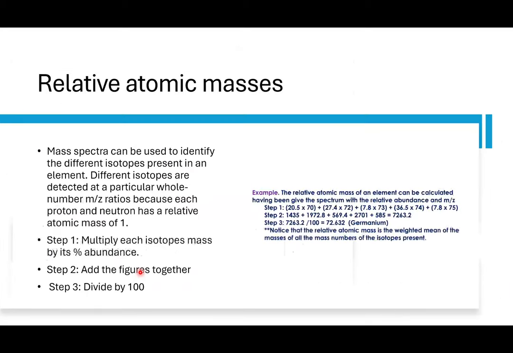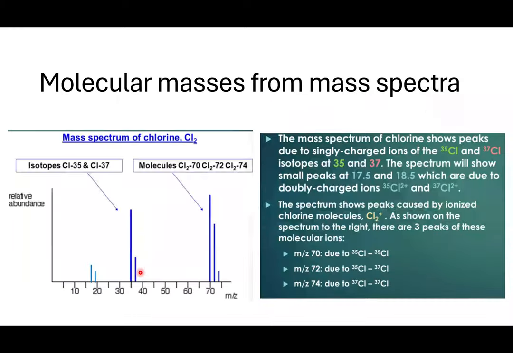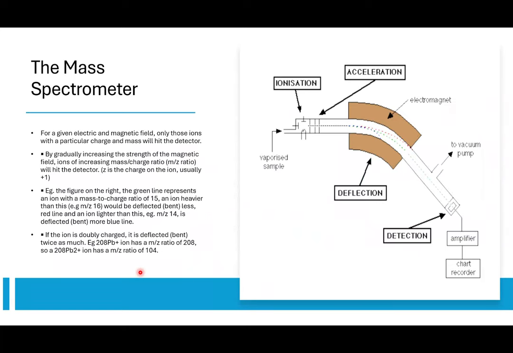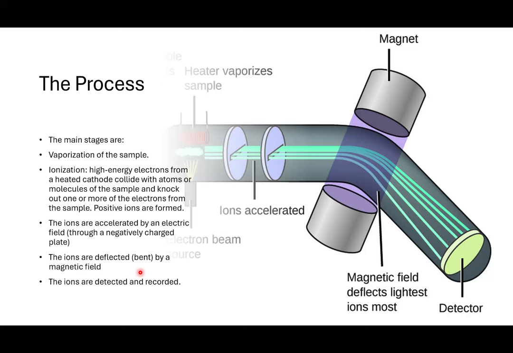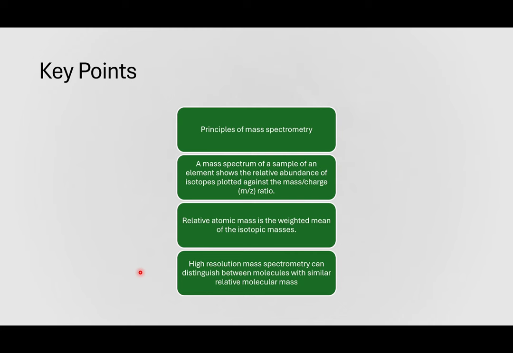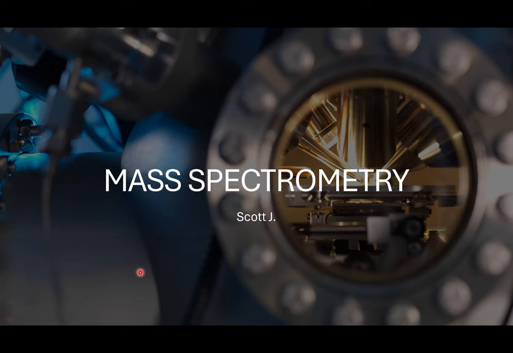Another thing, even though we went through reading these graphs and stuff like that, the question that might come may just be understanding how a mass spectrometer works. So we need to keep in mind that we need to know how it works, right? Vaporization, ionization, acceleration, deflection, and detection. It always goes in those steps, right? But essentially, that is it for mass spectrometry.